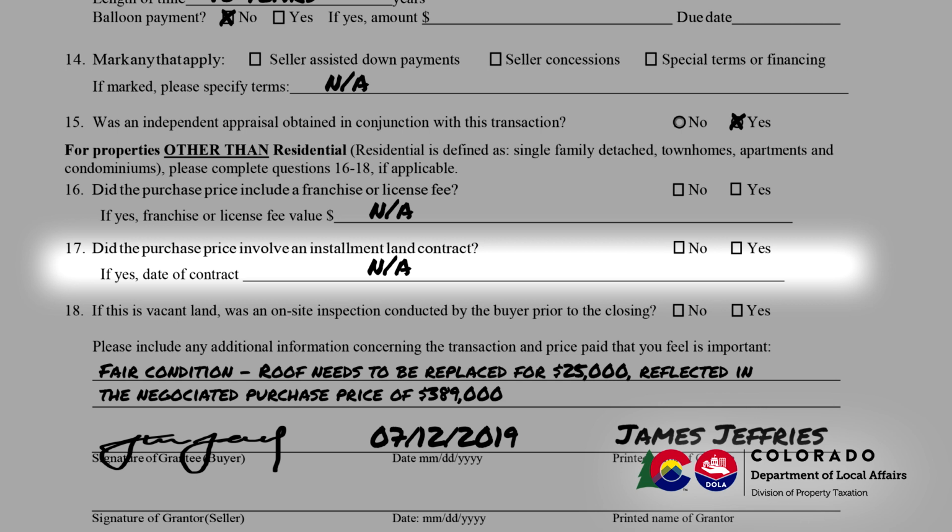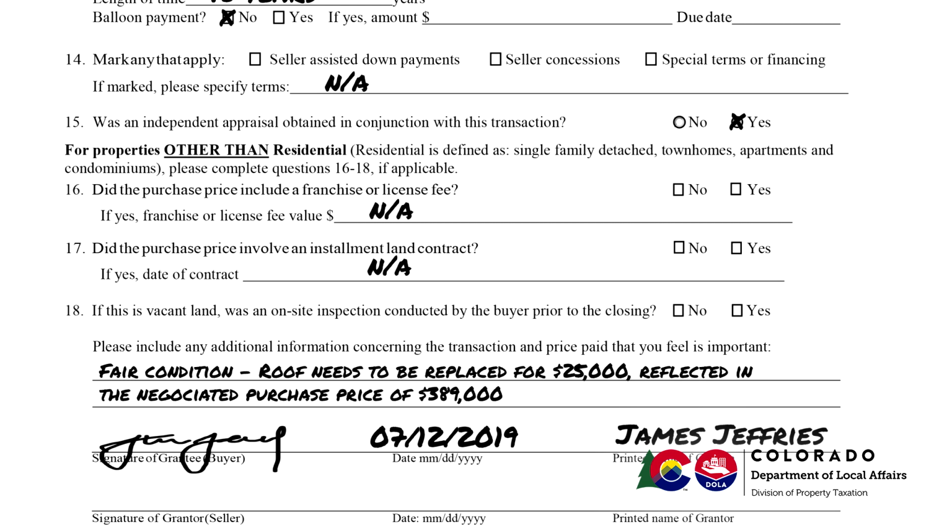In this scenario, actual title will not transfer to the grantee until the contract has been fulfilled, which may occur a number of years after the contract was executed. The purchase price indicated in these contracts is typically not reflective of the property's market value on the date the deed is transferred, but rather the property's perceived market value on the date the contract was executed.